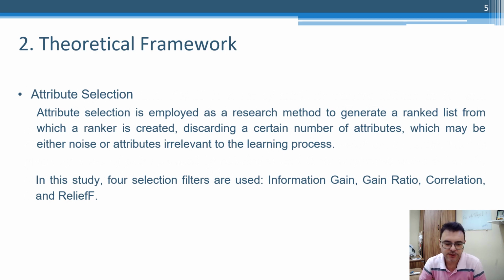The attribute selection is employed as a research method to generate a ranked list from which a rank is created, discarding a certain number of attributes, which may be either noise or attributes irrelevant to the learning process. In this study, 4 selection filters are used: information gain, gain ratio, correlation, and relief.